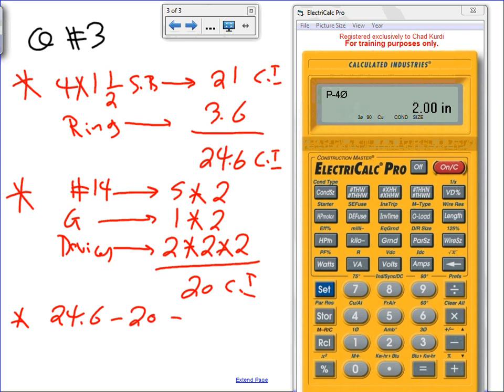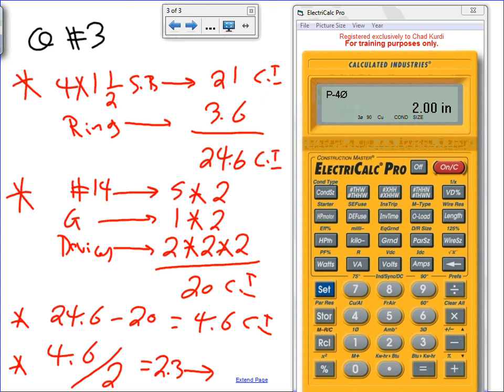24.6 minus 20 will get you 4.6 cubic inch. And the last step is to take your 4.6 cubic inch divided by how many conductors I need to pull through. The box contains 2 duplex. How many extra number 14? Extra number 14 is 2. So if you do the math, you end up with 2.3. And guess what? There is no 2.3 conductor. So 2 conductors number 14 is the maximum I can pull out of this box.